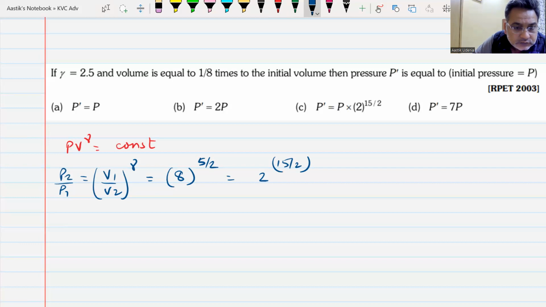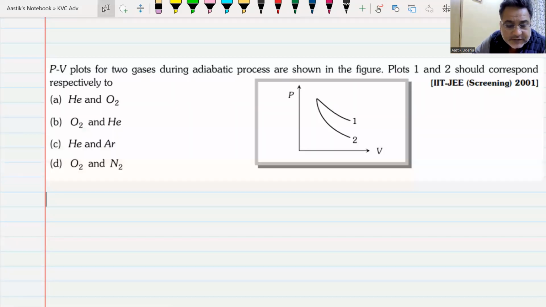Okay. Next one. We have already discussed this. So you can give me the answer first for this one. This is a question from IIT-JEE. So give me the answer first. I hope you understand the question. Two graphs are given. These are graphs for adiabatic processes. You have to tell me which graph belongs to which gas.